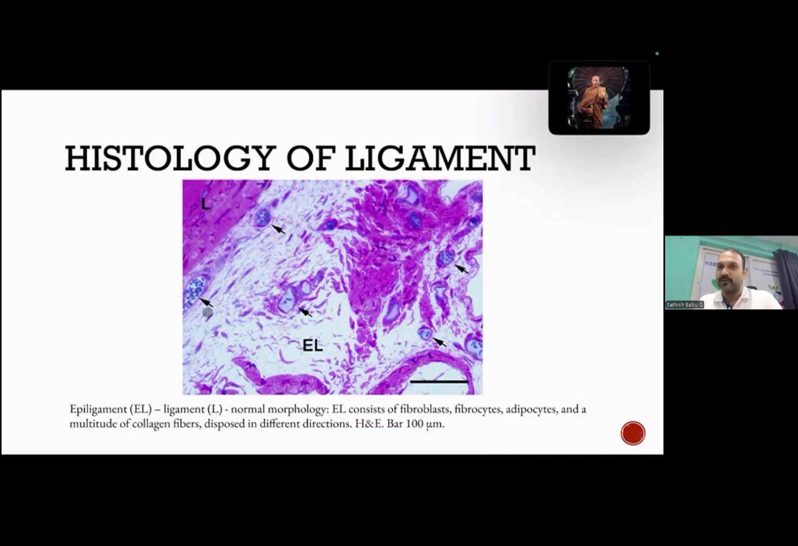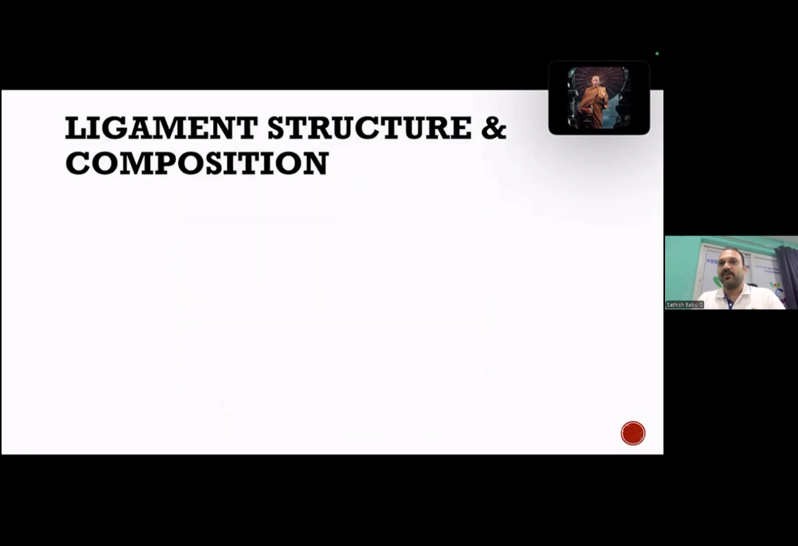And the arrows you see mark the cells, similar to those in the tendon, which produce the elastin and the proteoglycans in the ligament. And there are some adipocytes, or fat tissue, and other different structures in the ligament. So, ligament structure and composition.